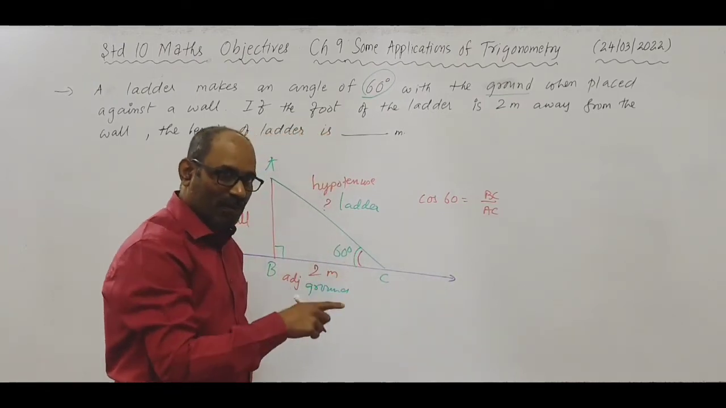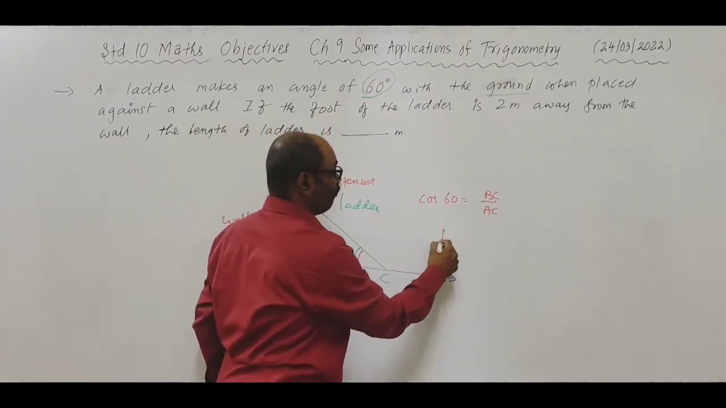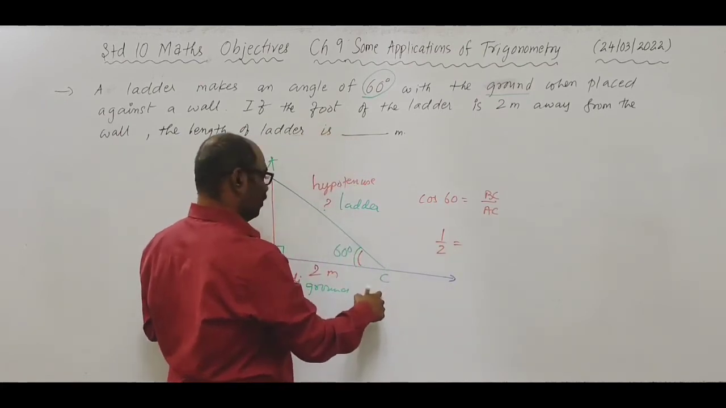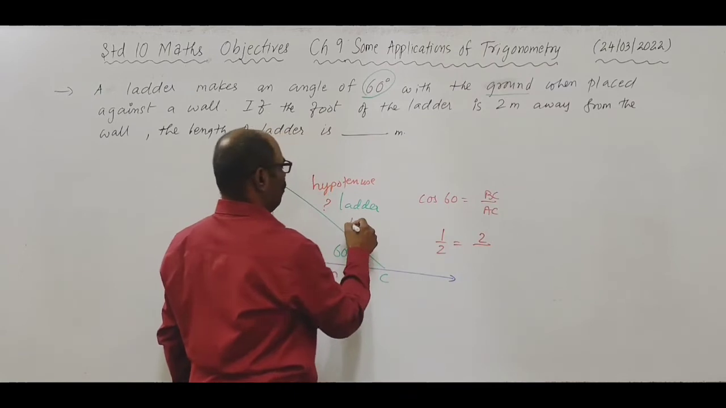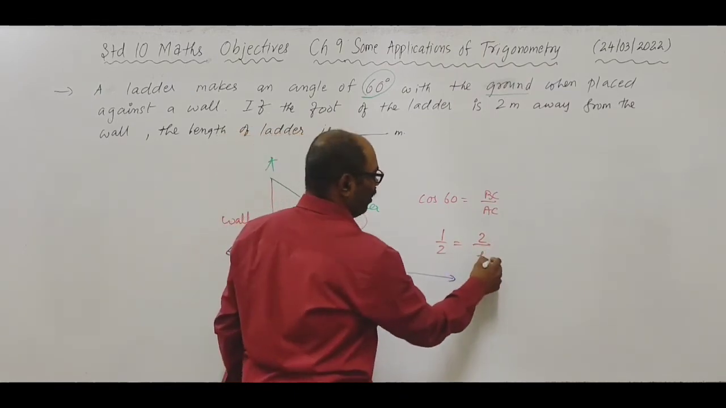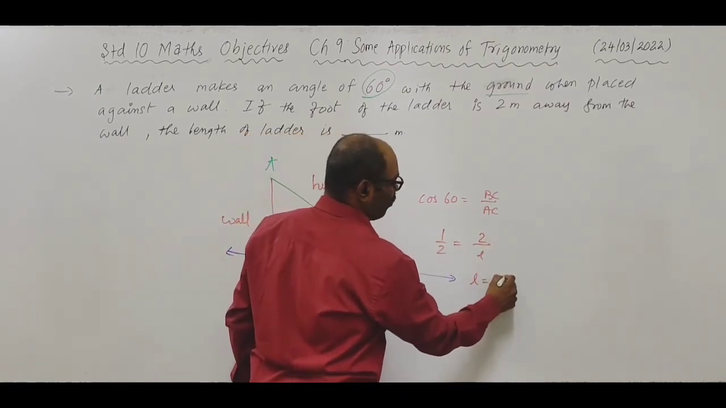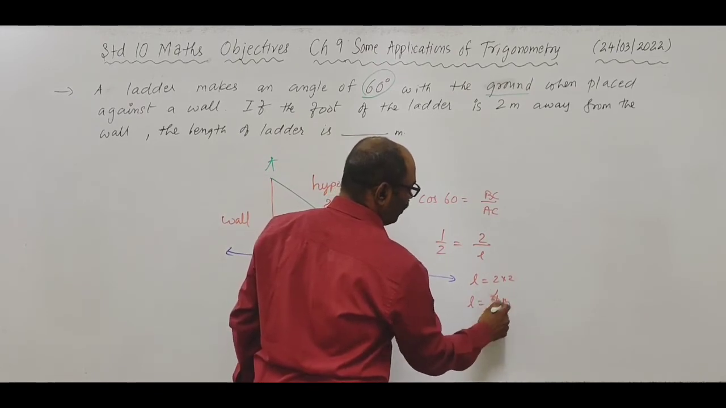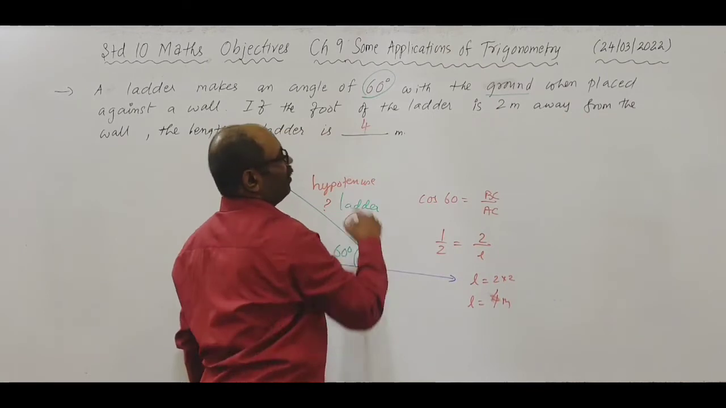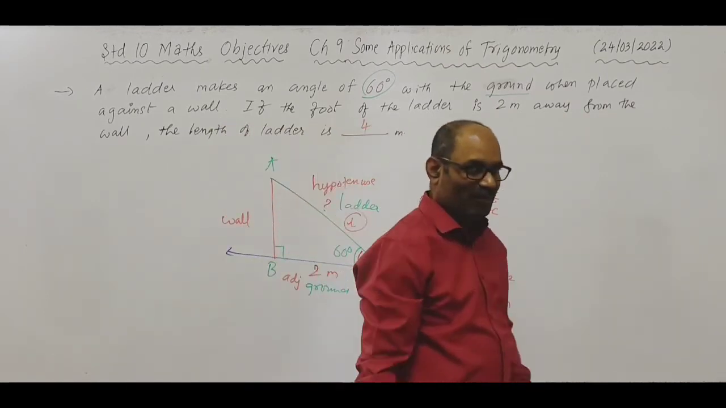Cos 30 is root 3 by 2, so cos 60 is half. BC is 2 and AC we call L, the length of the ladder. Cross multiplication. L is equal to 2 into 2. So the length of the ladder is 4 meter. Length of the ladder will be 4 meter. Okay.